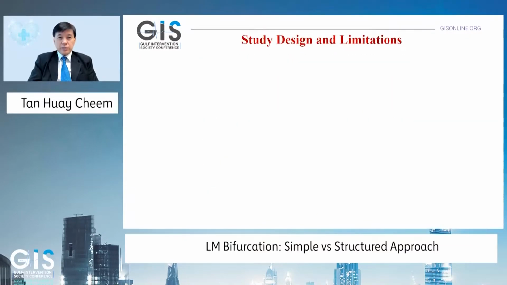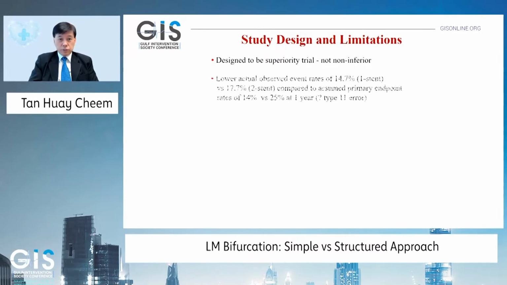But that's left main, EBC MAIN. But we also know that the study had significant limitations. First of all, it was designed to be a superiority trial, so it was not a non-inferiority trial.